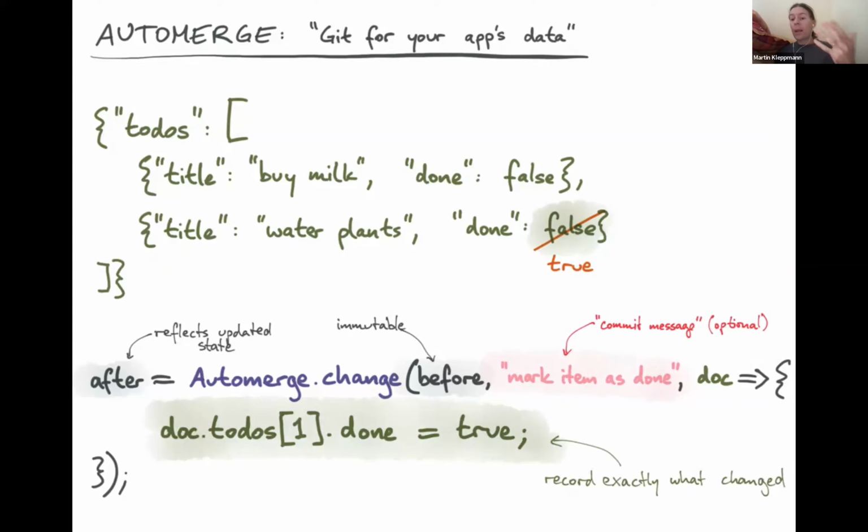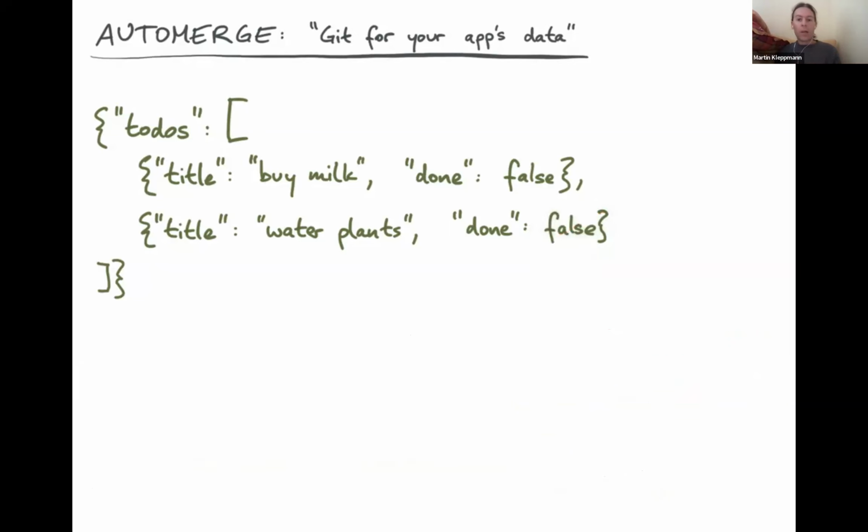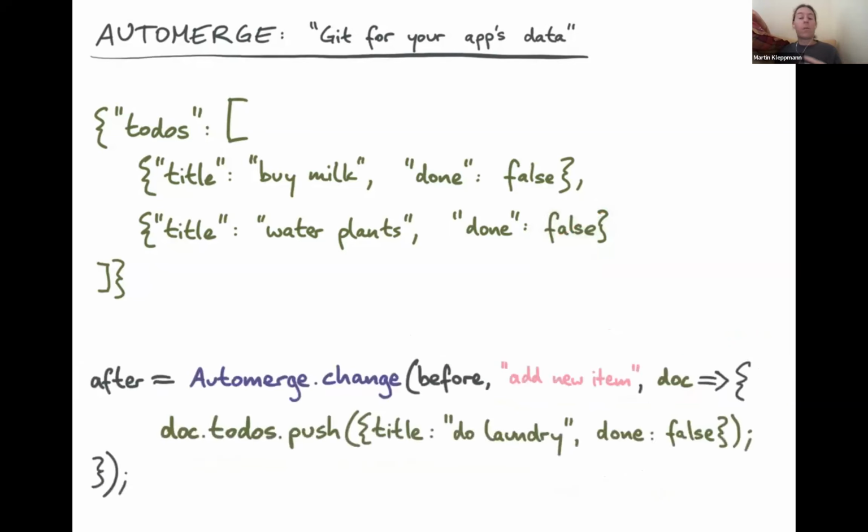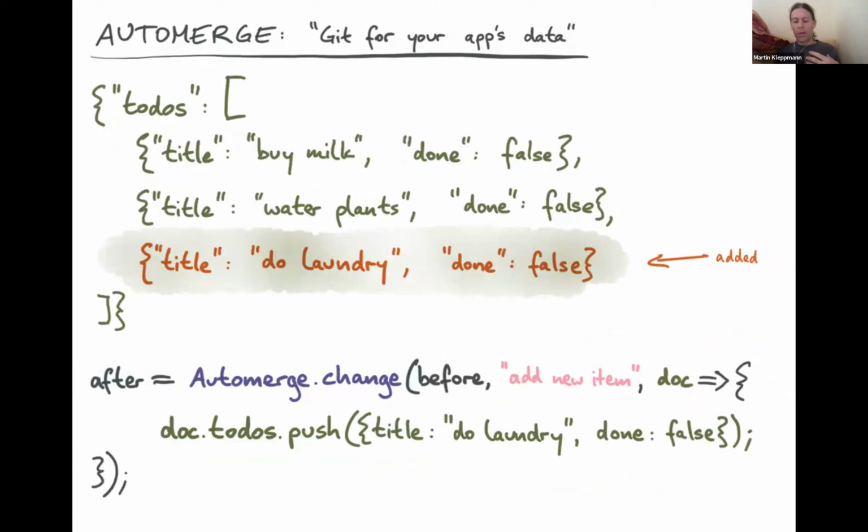Automerge then records exactly what change was made, and provides a way of serializing that so that you can save it to disk, and also send it over the network to other users. Let's look at a different change. Another user might also have a copy of this to-do list, and they want to add a new item. Here we want to add do laundry as a third item. I can do that by just calling the JavaScript API doc.todos.push. .push is just a JavaScript function for appending an item to an array, so it's a straightforward API to add this new item.